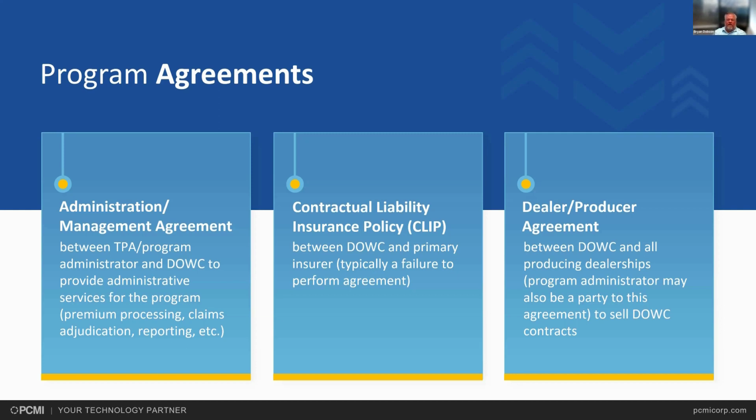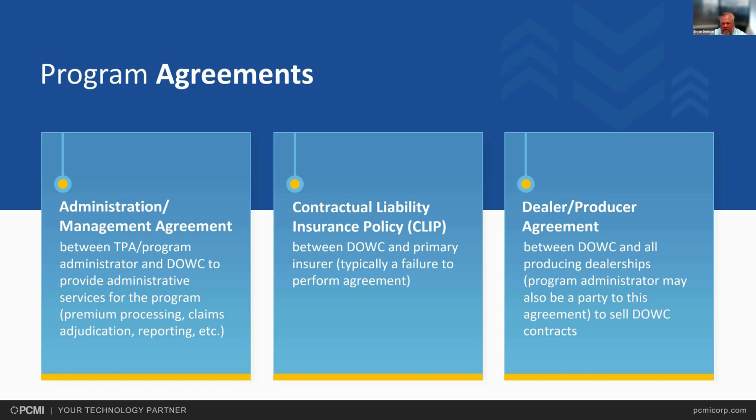The last agreement is really more about the DOWC and the producing entities. It's really just an agreement that says, hey, this is the production agreement. You guys are going to sell through this DOWC. The DOWC contract will have the dealer obligor as the obligor on the contract. And it's just that agreement.